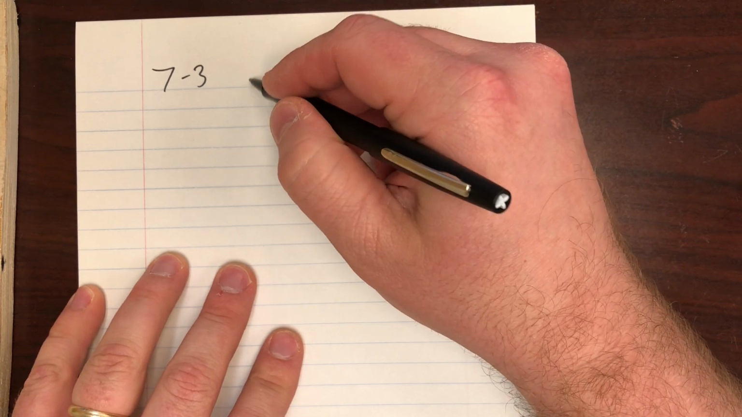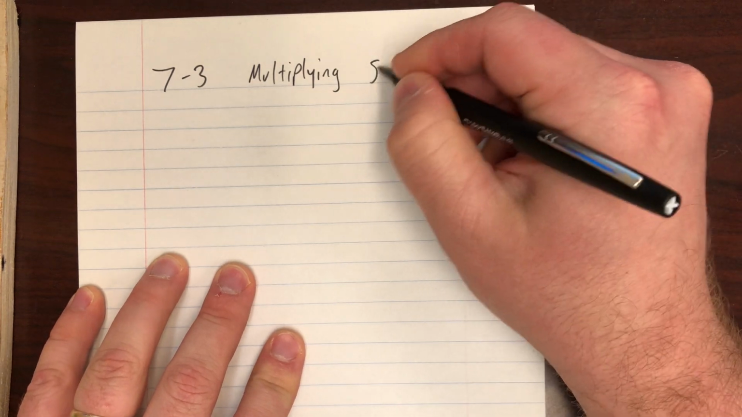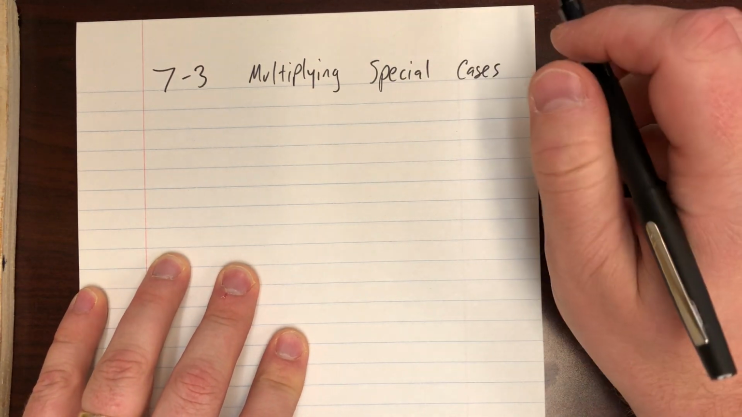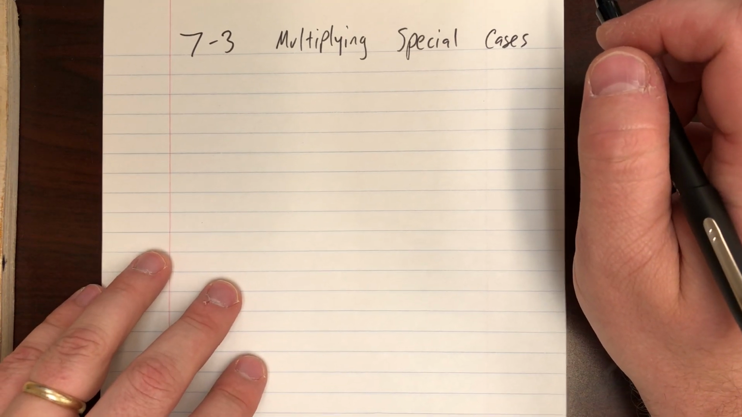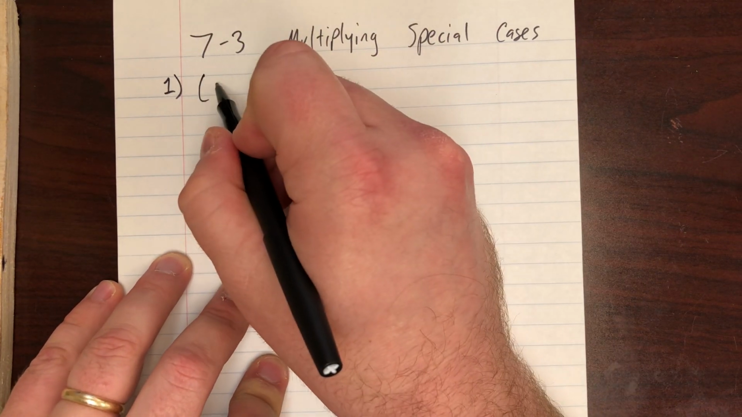Today we're going to be looking at 7-3 in Algebra 1. This is multiplying special cases. So we have like 4 examples to look at today. Here's the first one. What if you see this?